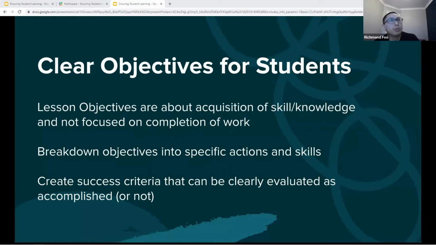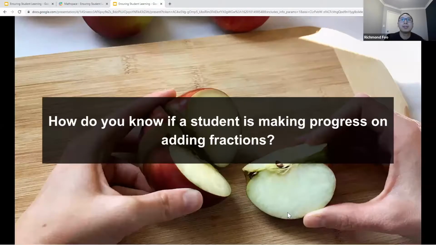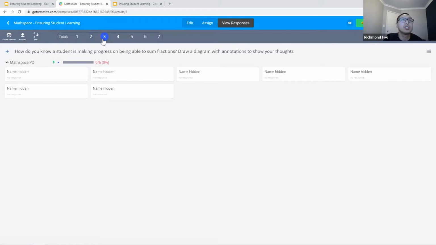And so what we're going to do is take some time out. Do it through formative if you can, but if not, feel free to do it in the chat. How do you know if a student is making progress on adding fractions? What are some of the objective markers that we would be able to see and assess to know if they're developing in adding fractions together? So I'm going to take a couple of minutes out, and I'm going to jump to formative again. I think we're on question 3. And if you don't mind putting in some suggestions here about how to do this.